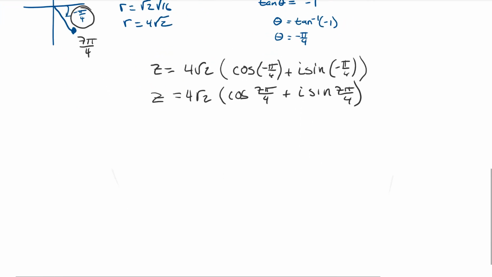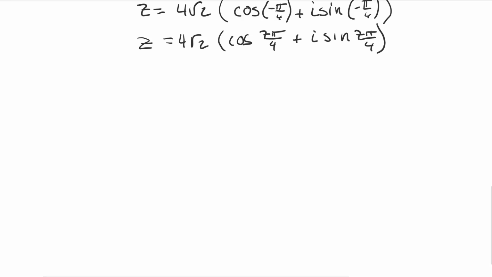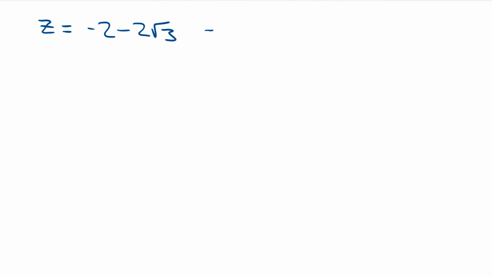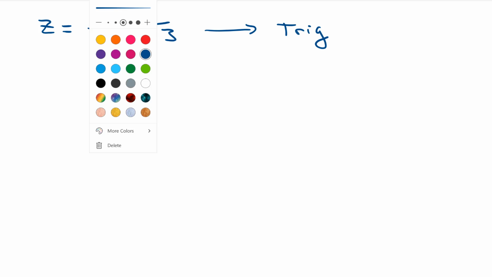There it is. So let's do another. Let's mix it up a little bit. And let's say z is equal to, and let's go with negative 2 minus 2 root 3. And let's take this and turn this into trig. So we're going to want to find our radius first. So let's go get the radius.